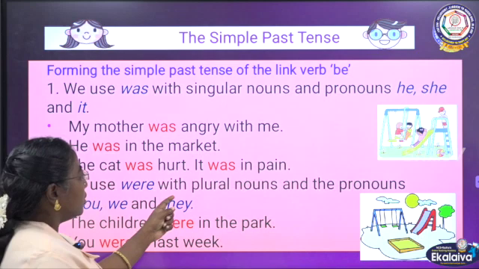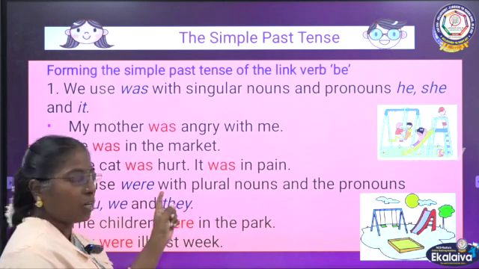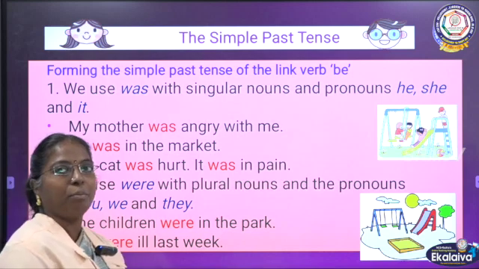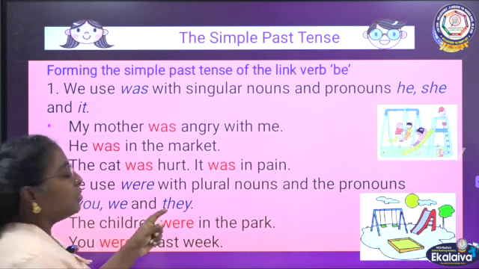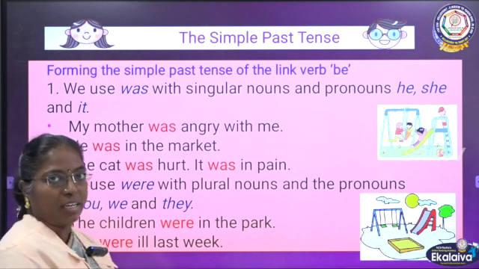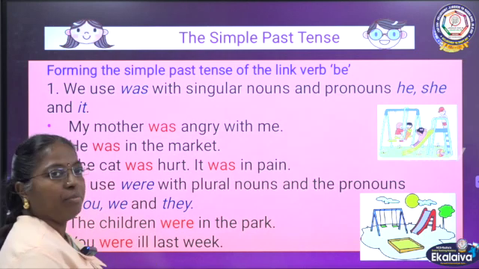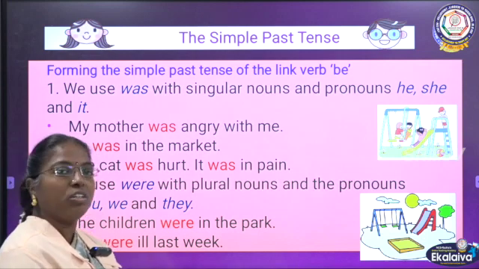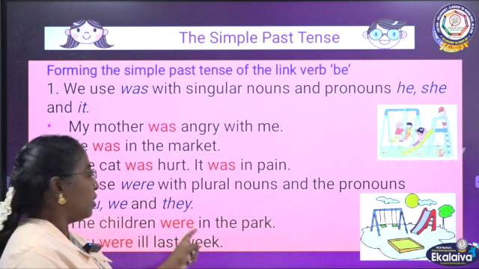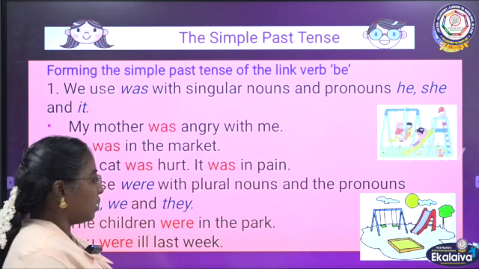And the cat was hurt, it was in pain. Here we have the singular animal cat, so we are using was. And we use were with plural nouns and the pronouns you, we and they. The children were in the park. Why do we use were here? Because child means singular, children means plural. So for the plural form, we use the linking verb were. Then, you were ill last week.